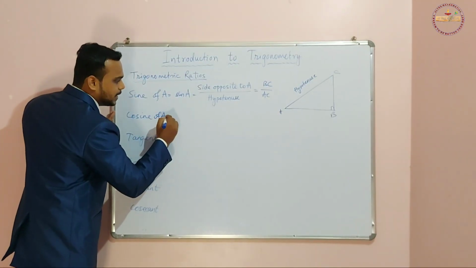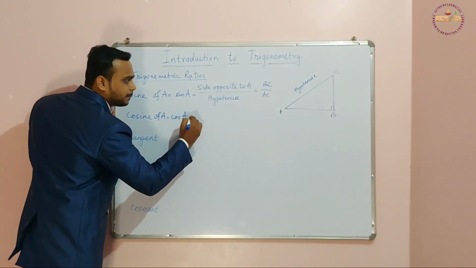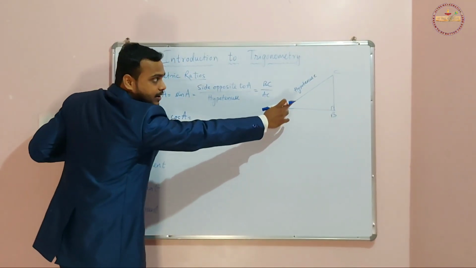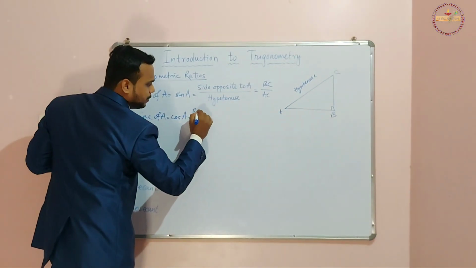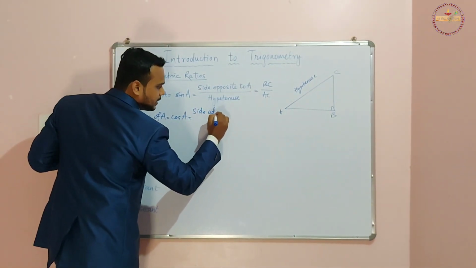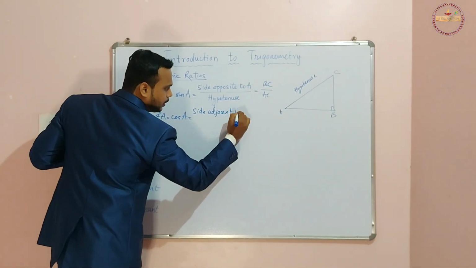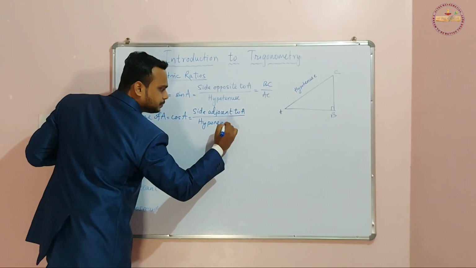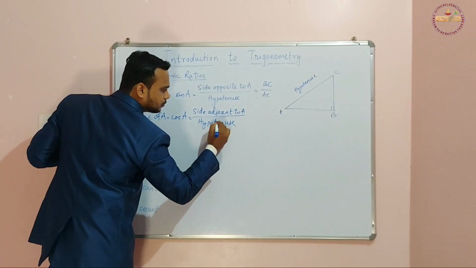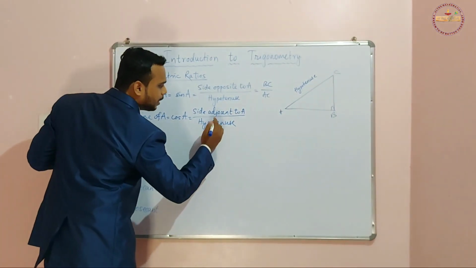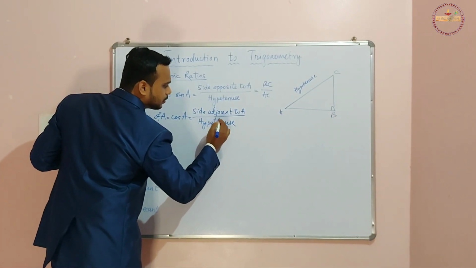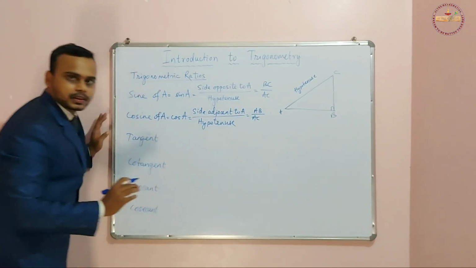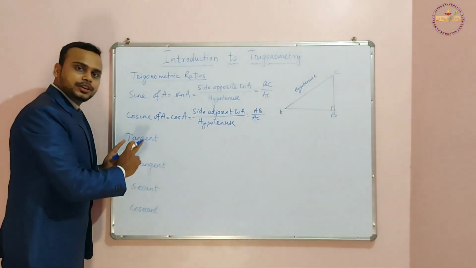Cosine of A is written as cos A, and this is equal to side adjacent to this angle A divided by hypotenuse. So I will write here side adjacent to A divided by hypotenuse. Clear? So that is equal to AB divided by AC. Is that clear?